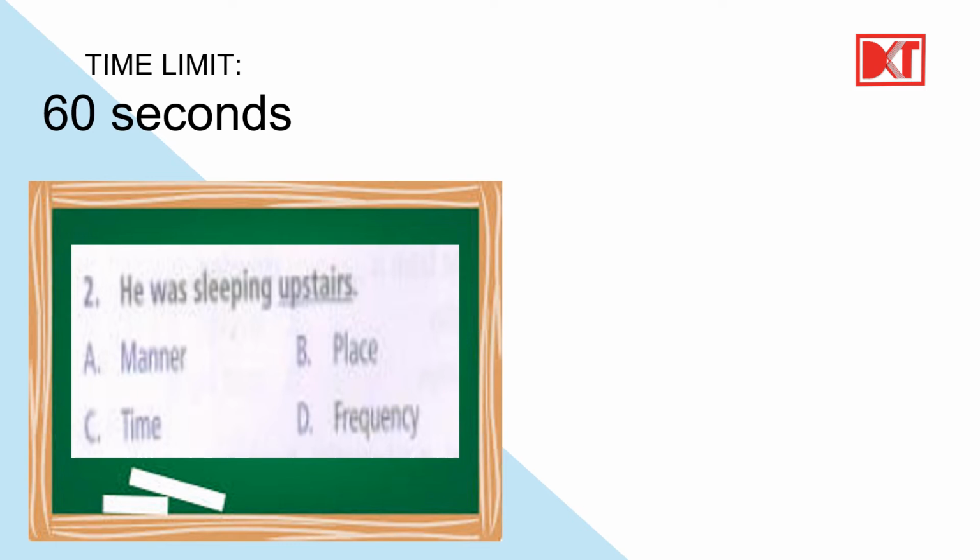He was sleeping upstairs. The word underlined is upstairs. So upstairs, ये जो हमारा adverb है, which question is it answering? अगर आपको इस पूरे sentence के लिए question पूछना होगा तो आप क्या पूछोगे? Where is he sleeping? So it is answering the question of where. The adverbs which answer the question of where are the adverbs of place.